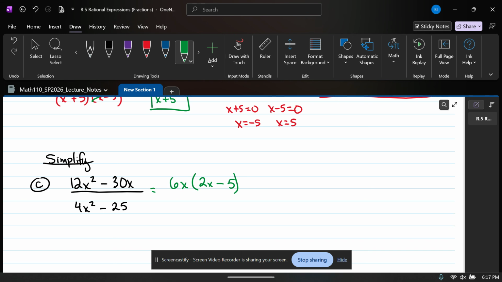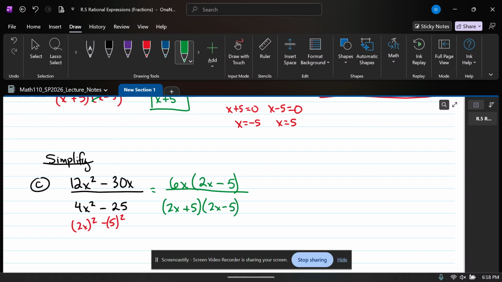Now the bottom part, you've got two terms. You've got a 4x squared and a minus 25. That is a difference of squares because 4 is a square number and 25 is a square number. So that's really 2x squared minus 5 squared. So the factors would be 2x plus 5 and 2x minus 5.